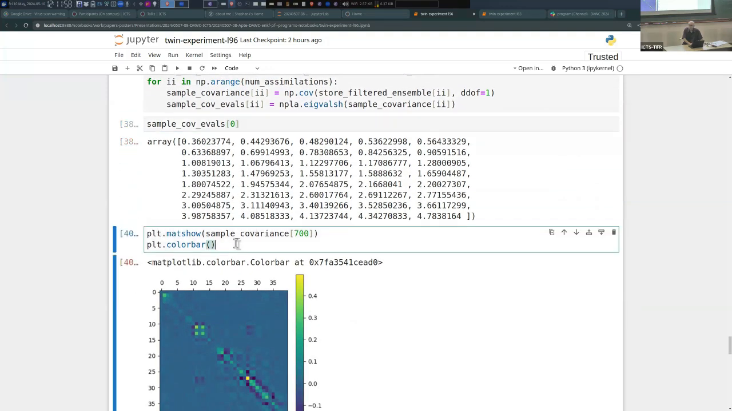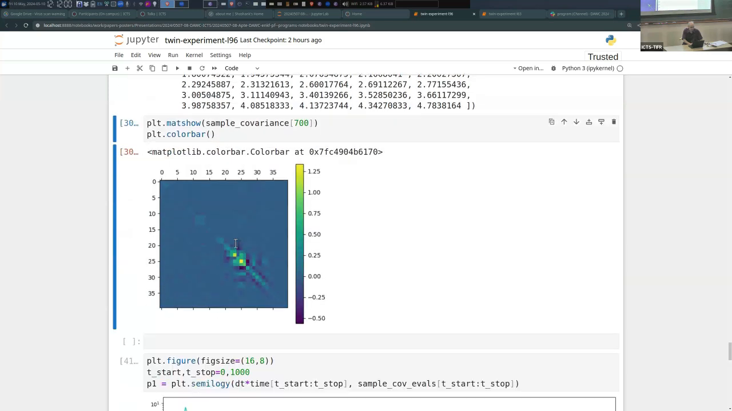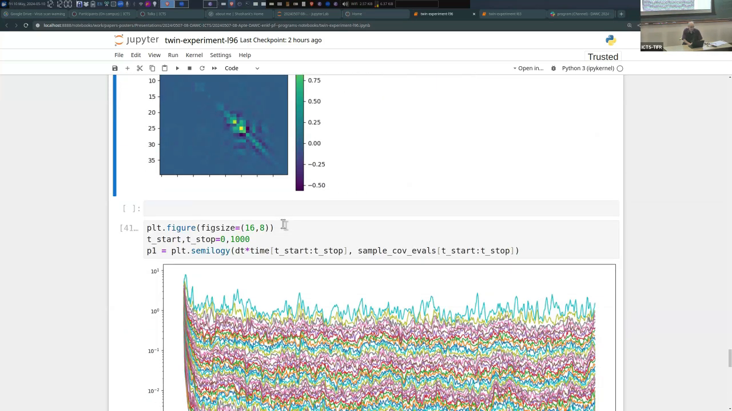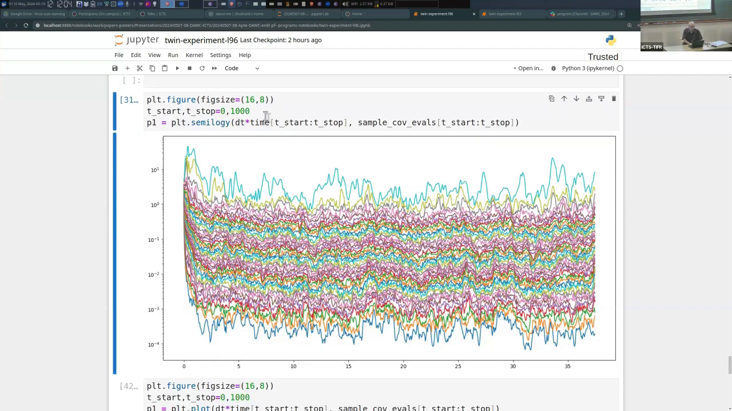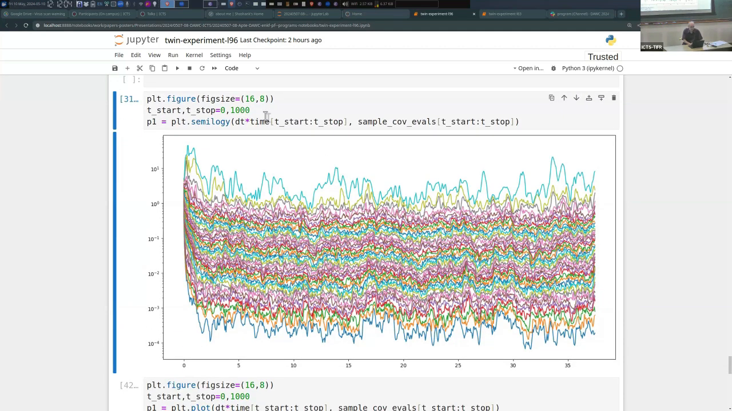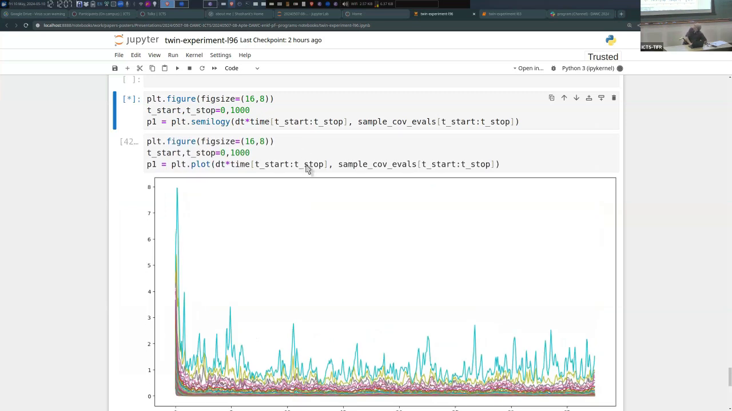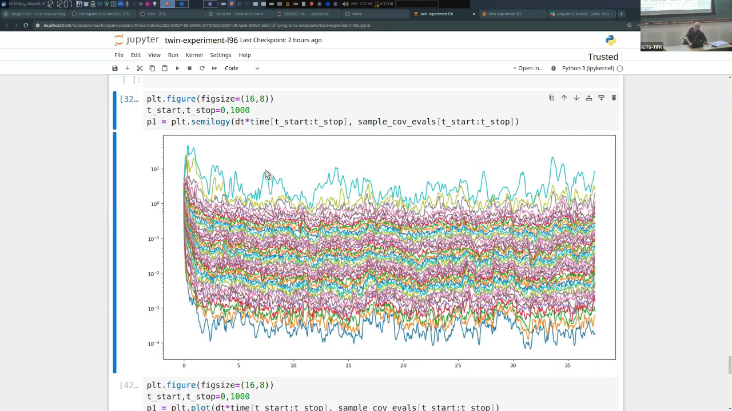I'm plotting the covariance. Okay, so this is something else. And now I can plot the covariances. Is this the plot? Yes. Okay, so this is the plot of the eigenvalues of the covariance matrix as a function of time. Let me not plot it up to time 1000, maybe a little bit less, for slightly better visibility.